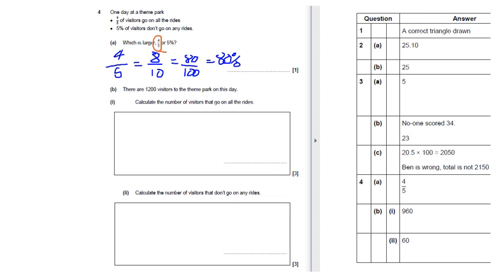Okay, it says there are 1,200 visitors to the theme park on this day. Calculate the number of visitors that go on all the rides. So I'm seeing 1200 times by 4 over 5. Now this one, although I've worked out 80%, I would always go back to the original question and use the original numbers, just in case I've done something wrong. So 4 over 5, and we've not got a calculator.